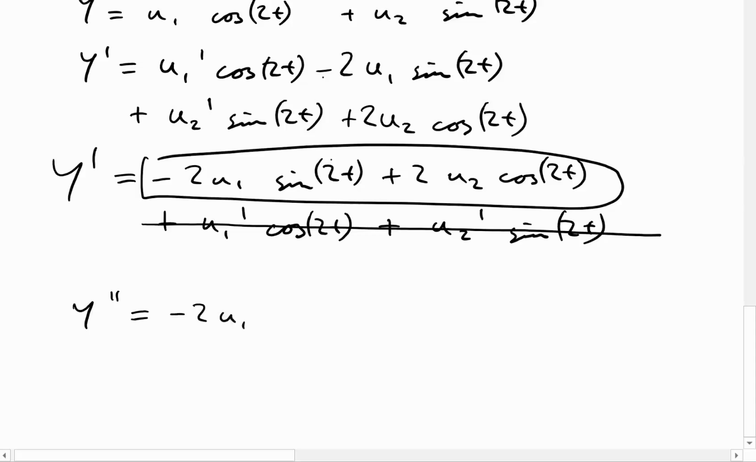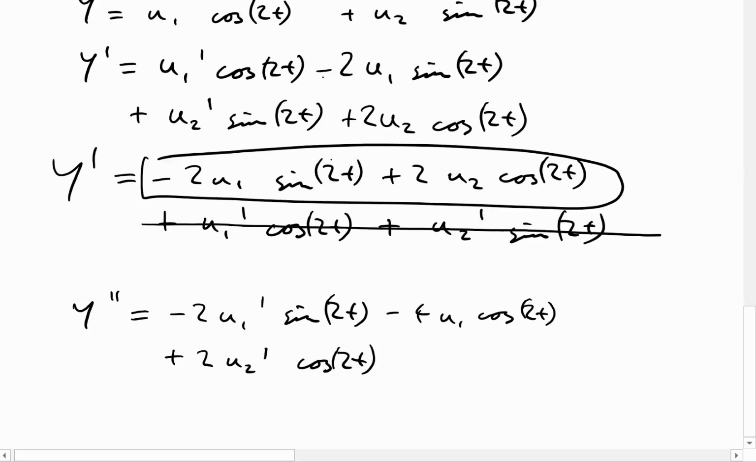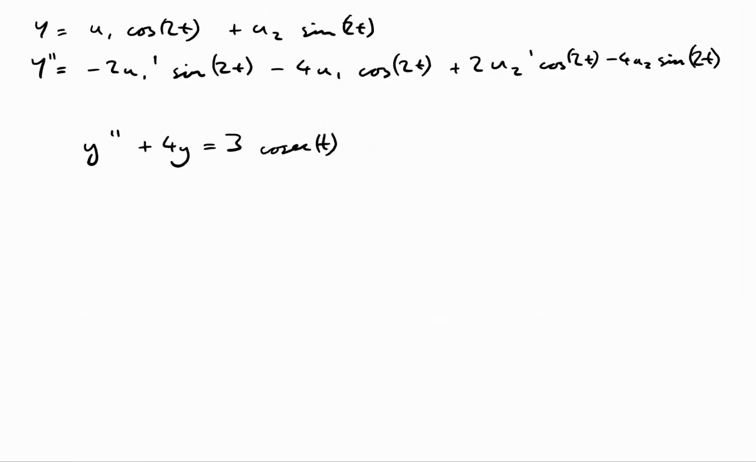So it's minus 2u1 dash times sine t left alone, plus the other way round, so minus 4u1 cos 2t, plus the other thing, so plus 2u2 dash cos 2t, plus the other thing left alone, so it's going to become minus now, minus 4u2 sine 2t. Okay, so this is what we've got.